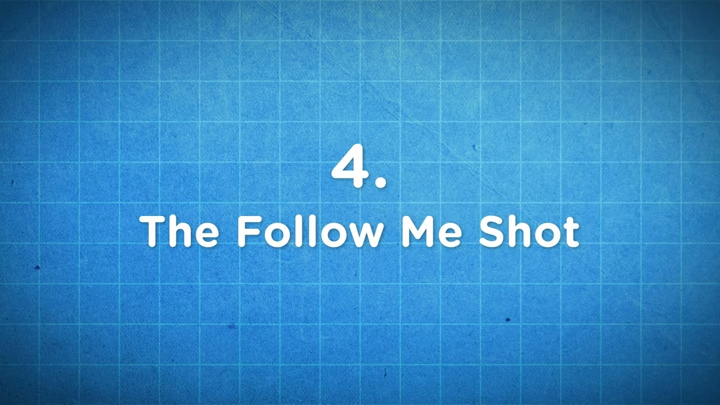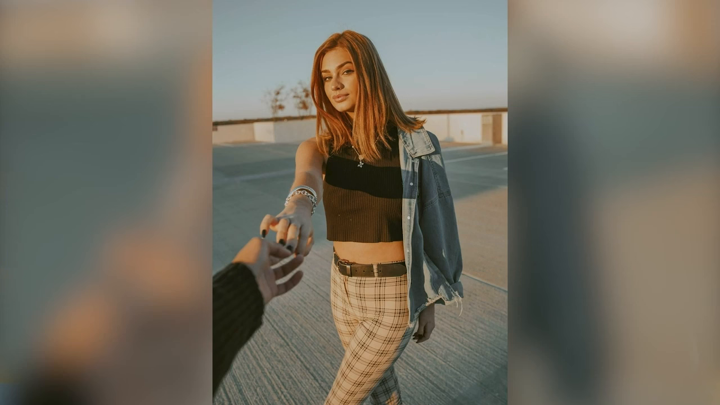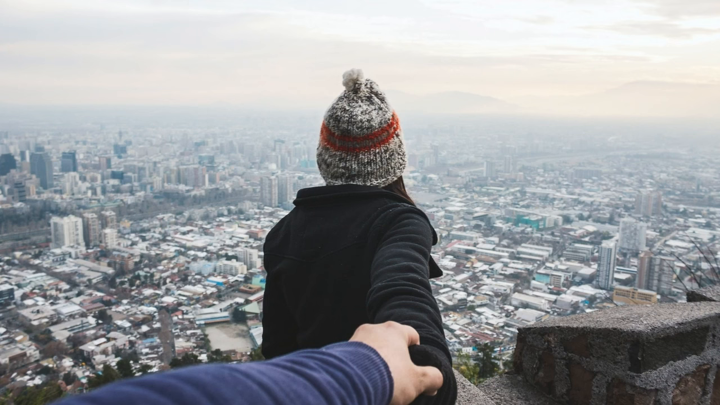This is the follow me shot. Here's another easy one if you have a significant other or don't mind holding hands with a stranger. It was popularized by a couple on Instagram in 2015. First person POV and a decent scenery is all you really need to pull off this traveler, adventurer style photo.